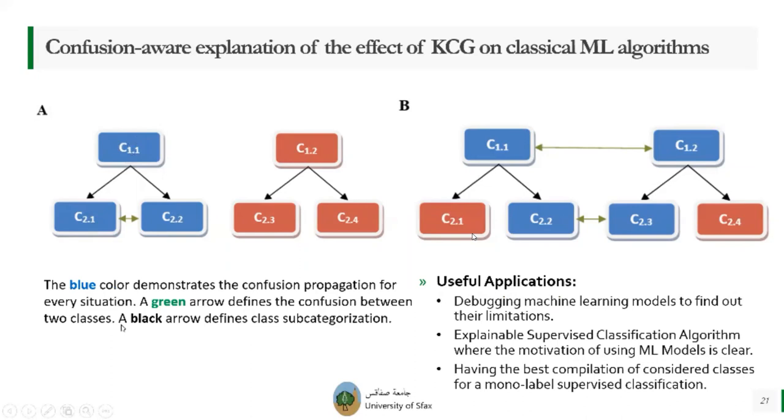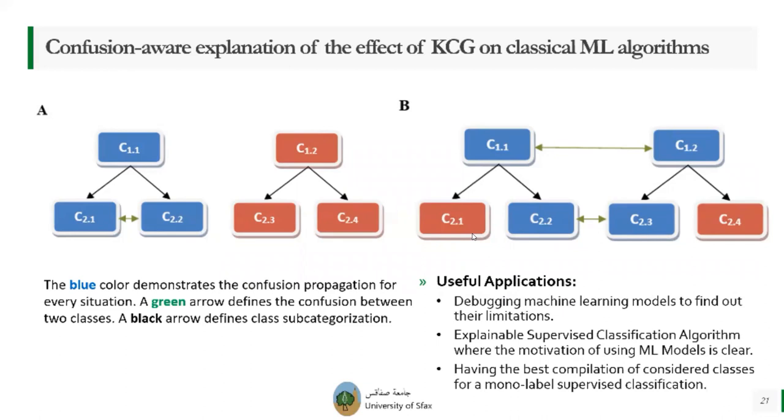That's all. So what we find out is that when the confused categories have the same direct parent, the confusion would be restricted to their parent, and we will get by that a better accuracy rate. However, when the two confused categories have different direct parents, the confusion will be spread, and we will get a decrease of the value of accuracy rates.